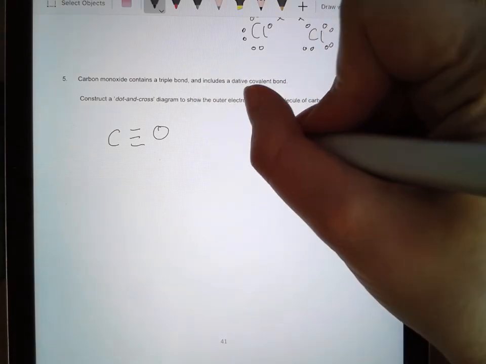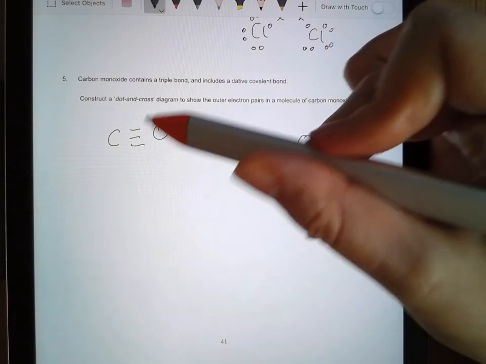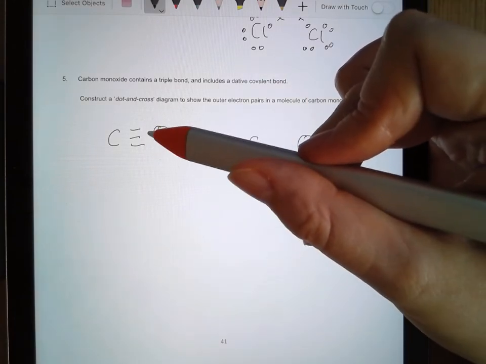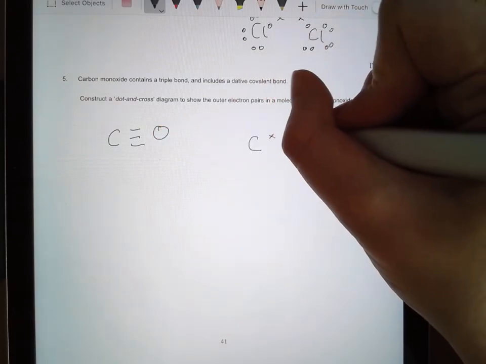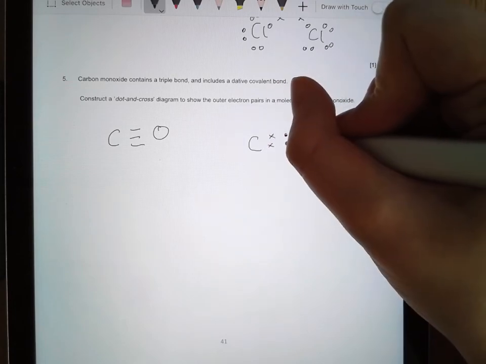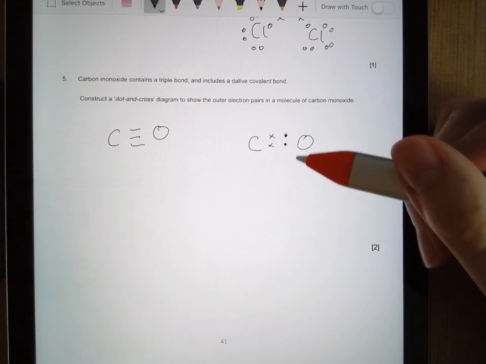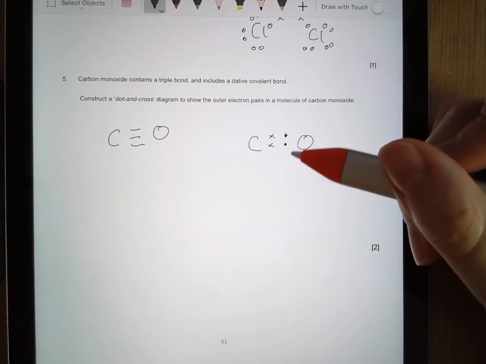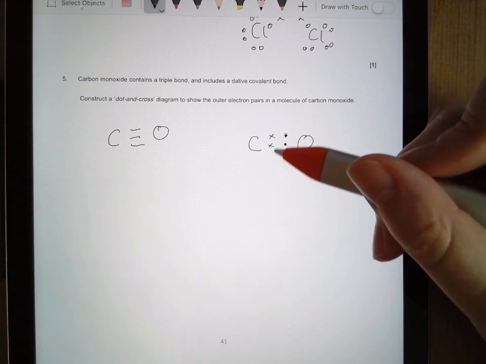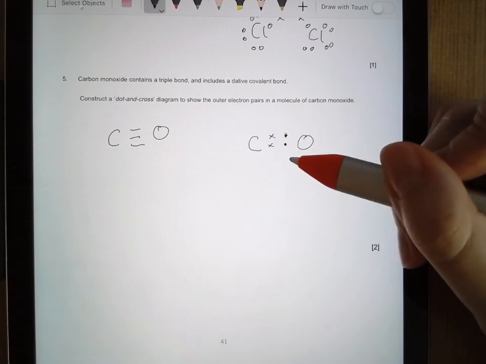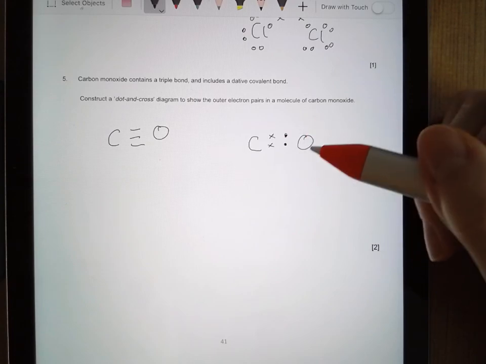So if I'm drawing carbon and oxygen, I've got a triple bond. Only one of them is dative. So the other 2 bonds are normal bonds. So I'm going to draw 1 electron from carbon, 1 from oxygen, 1 from carbon, 1 from oxygen. For that third bond, both electrons are coming from the same atom. I'm either drawing 2 dots if they're both coming from oxygen, or 2 crosses if both electrons are coming from carbon. To form a dative covalent bond, you need to have a lone pair.